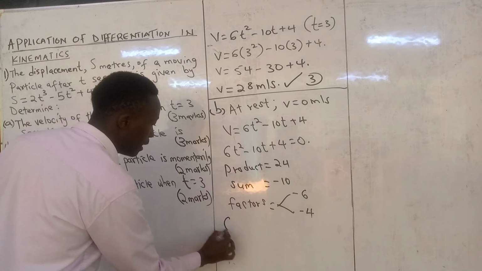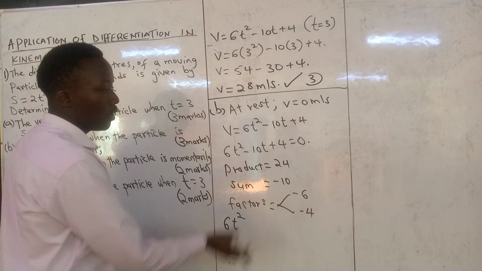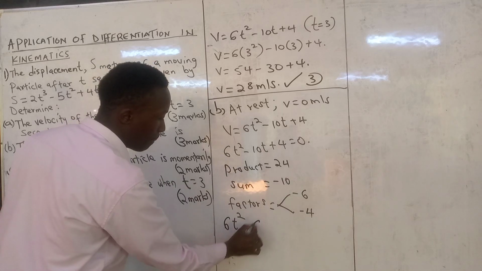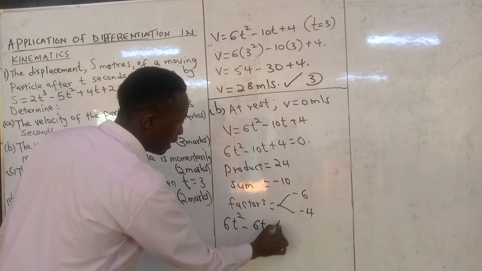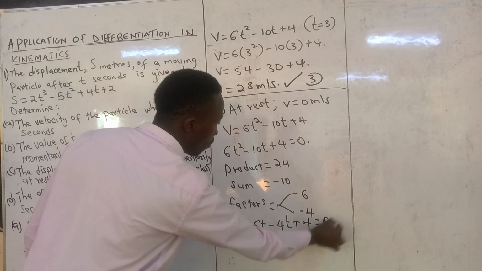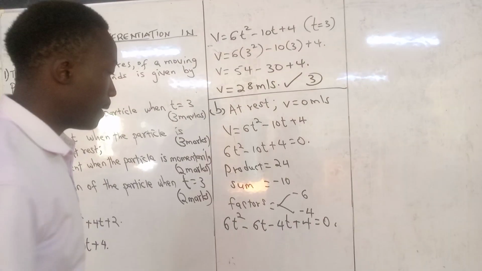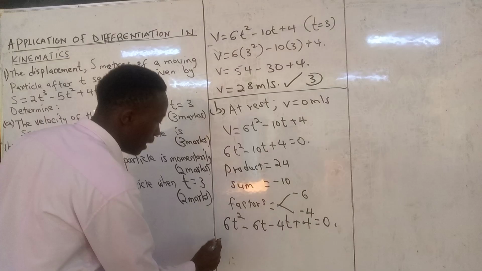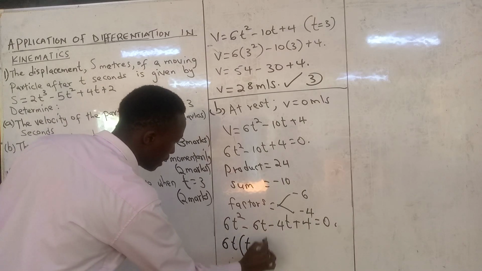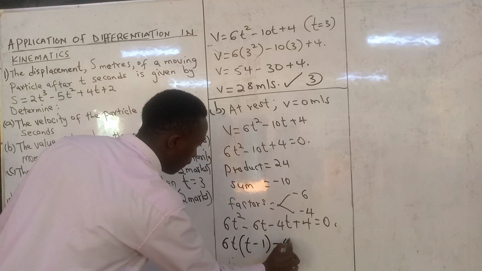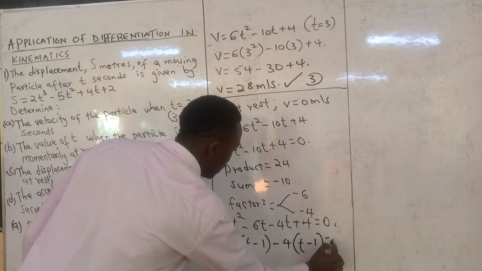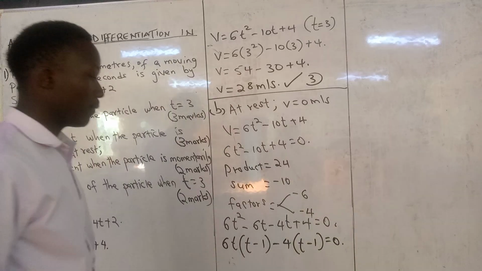Therefore, we will have 6t squared. Then we substitute the coefficient b with our factors: minus 6t minus 4t plus 4 is equal to 0. By having that, we can now factorize and have 6t into brackets t minus 1, minus 4 into brackets t minus 1, is equal to 0.